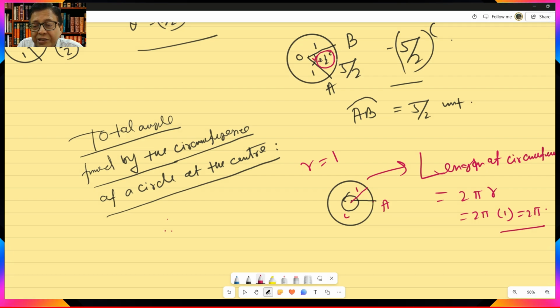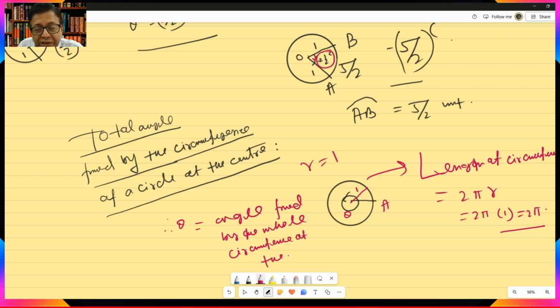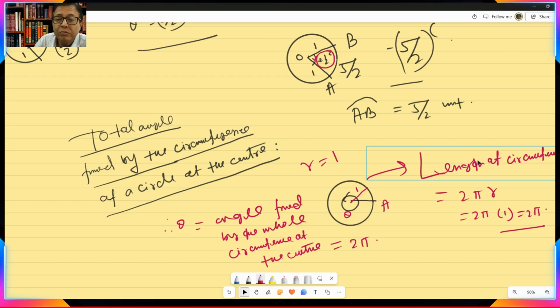Therefore, this angle will be theta. Theta equal to the angle formed by the whole circumference at the center is going to be equal to 2 pi, because 2 pi is the length of the arc. It depends on the length of the arc. If the length of the arc is more, then the angle will be more.